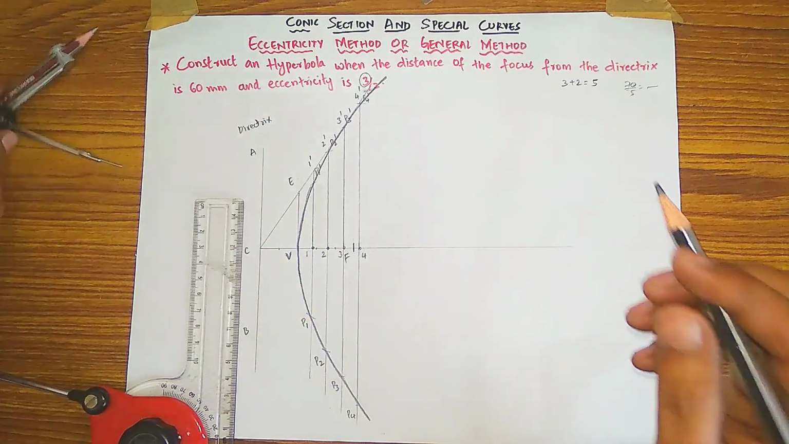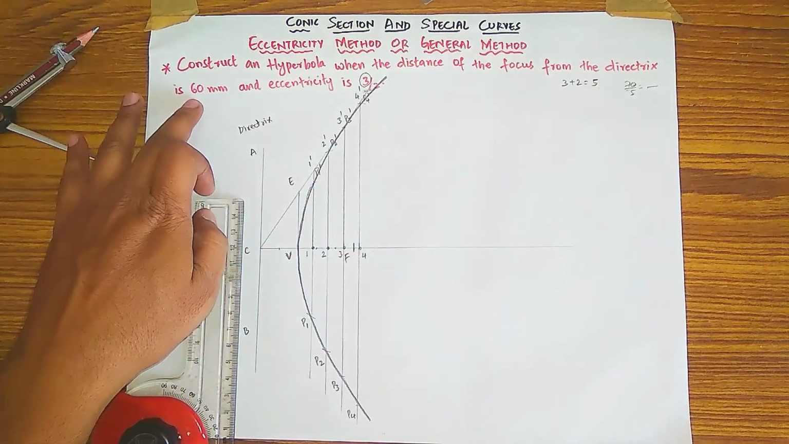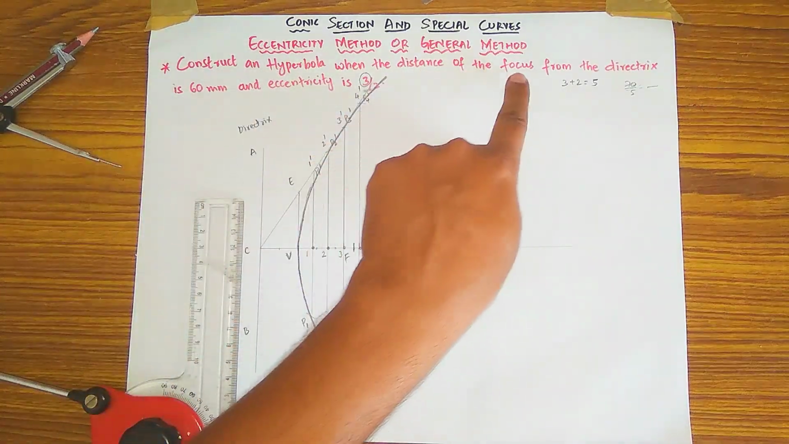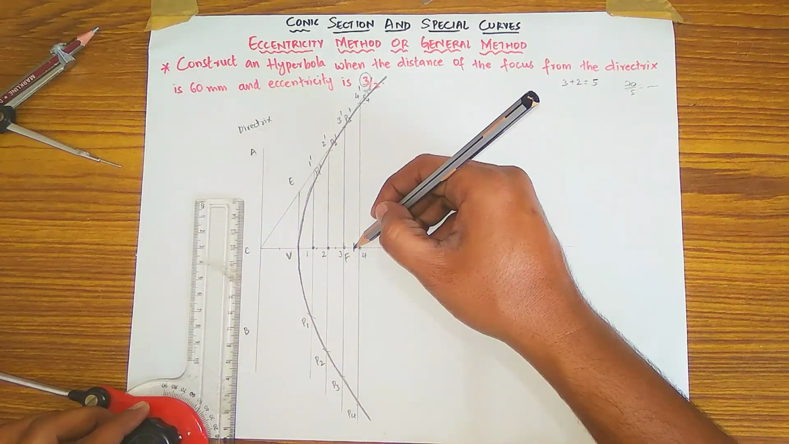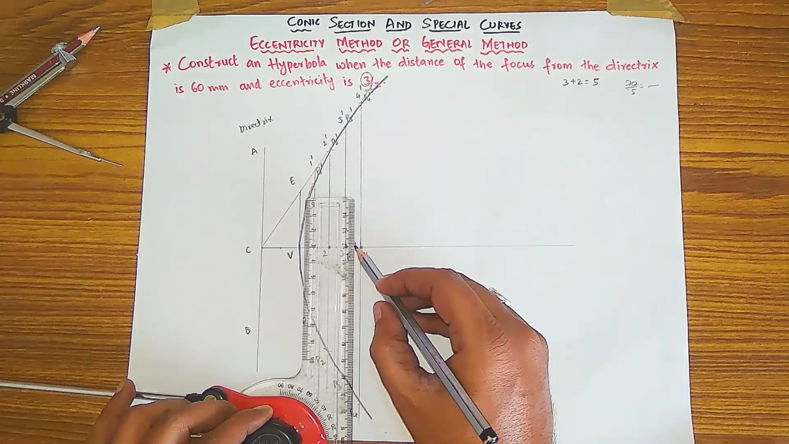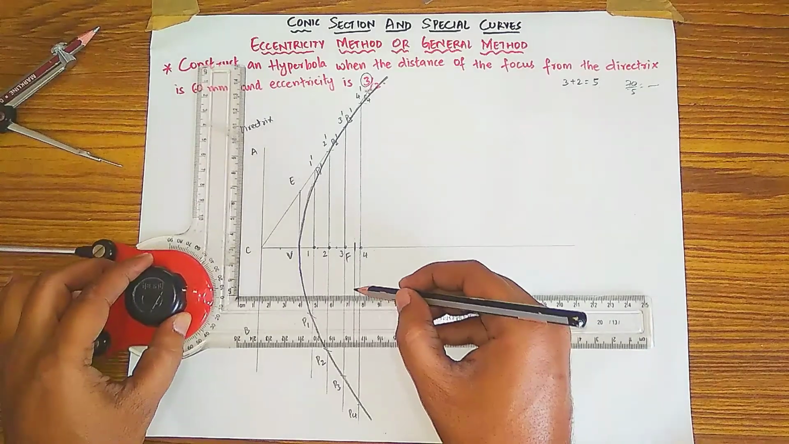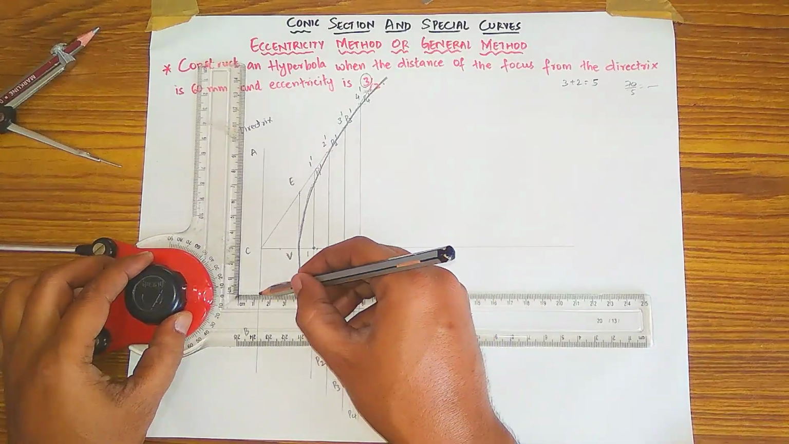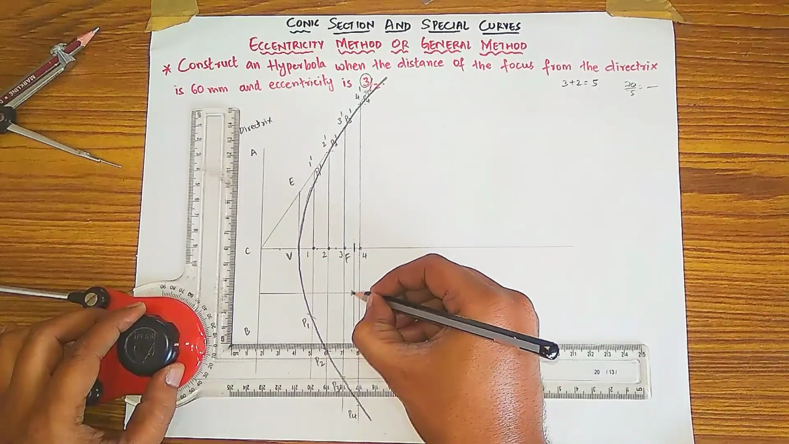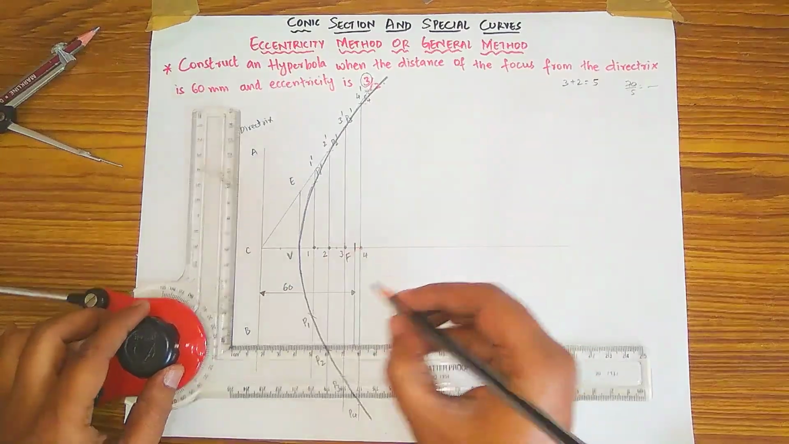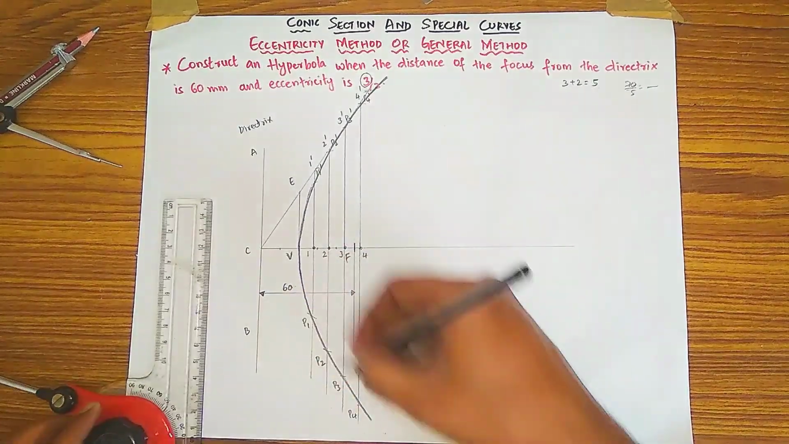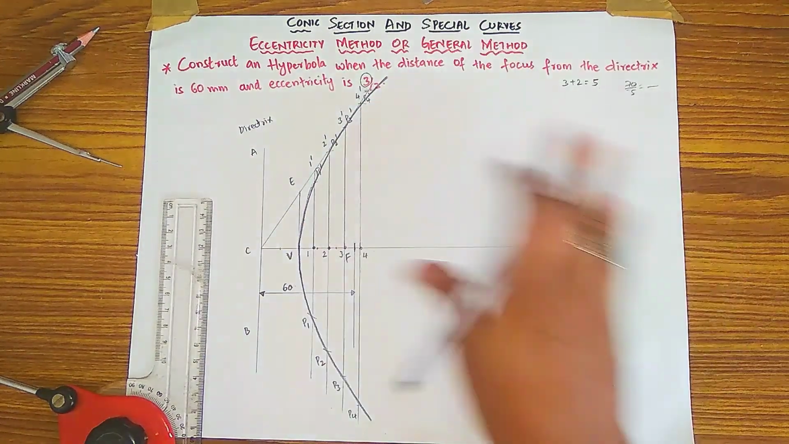Now, according to the question, you have to do the dimension also. Means the distance from the focus to the directrix is 60 mm. From the directrix to the focus, how much distance are we given? 60 mm. So you have to extend a line from the focus and draw a dimensioning line. Make an arrow mark and show the 60 mm distance. This is the complete solution for the hyperbola.